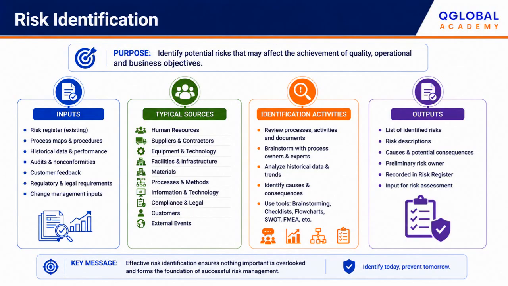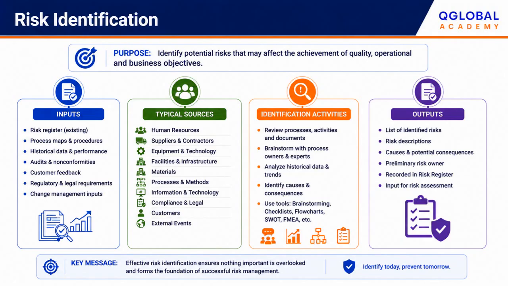Risk management always starts with effective risk identification. The purpose is to recognize anything that could prevent the organization from achieving its quality, operational, or business objectives. Risk identification begins with collecting useful inputs. These include existing risk registers, process maps, procedures, historical performance data, audit findings, customer feedback, legal requirements, and information from change management activities. Potential risks may originate from many sources, including people, suppliers, equipment, facilities, materials, processes, information technology, compliance requirements, customers, and external events.